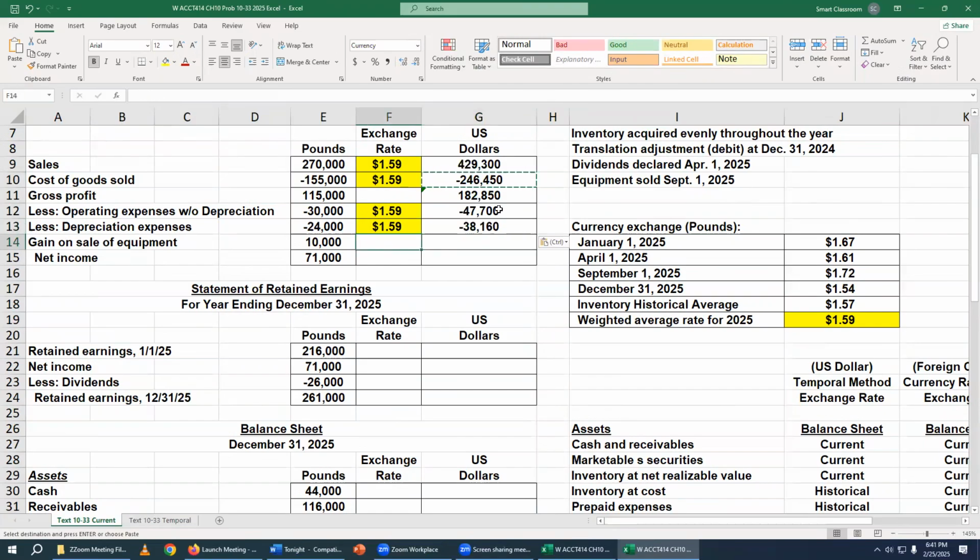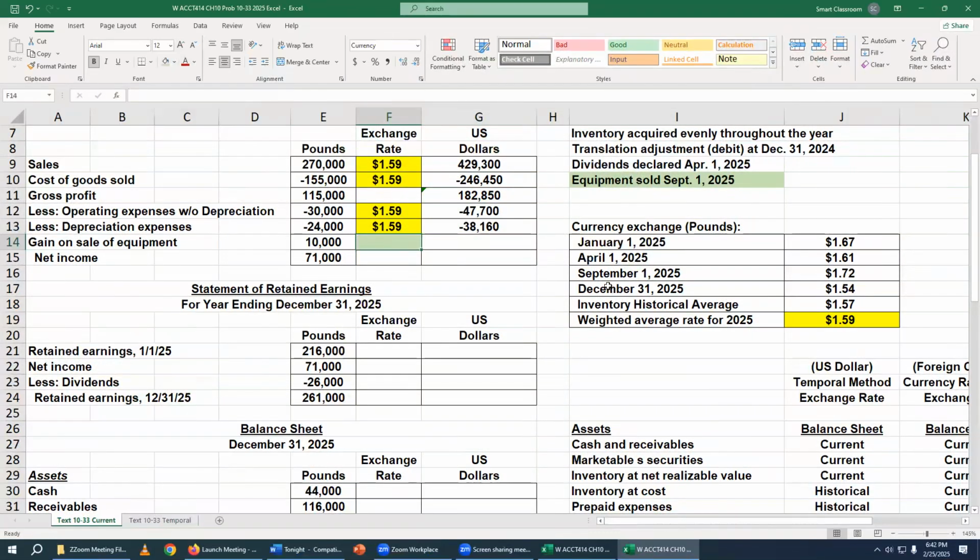Gain on sale of equipment. The equipment was sold on September 1st. Let's give that a color. How about? Did the order of this thing change? It was, and the last one we did was orange. All right, I'll put this one on the right.